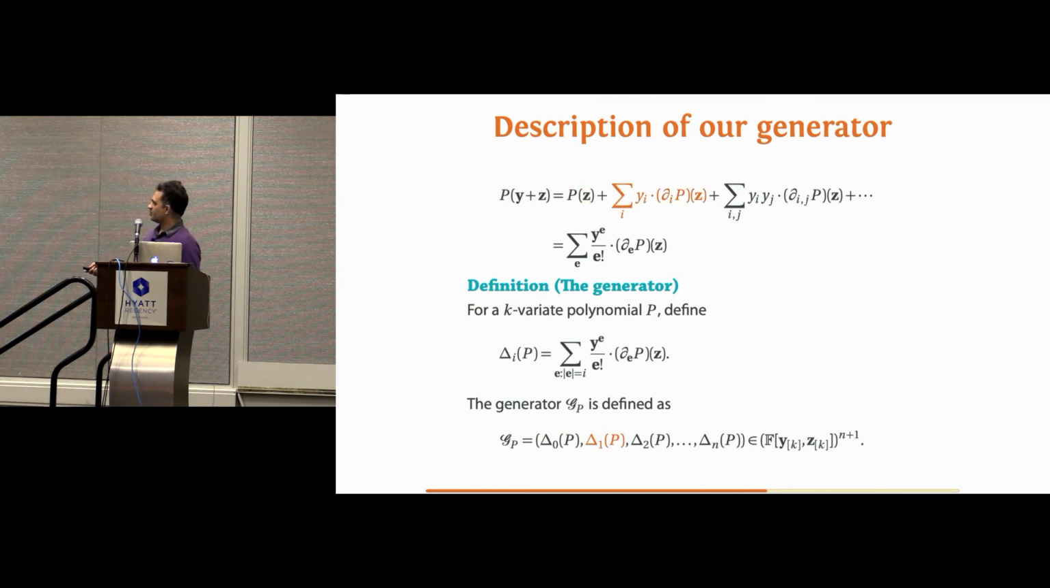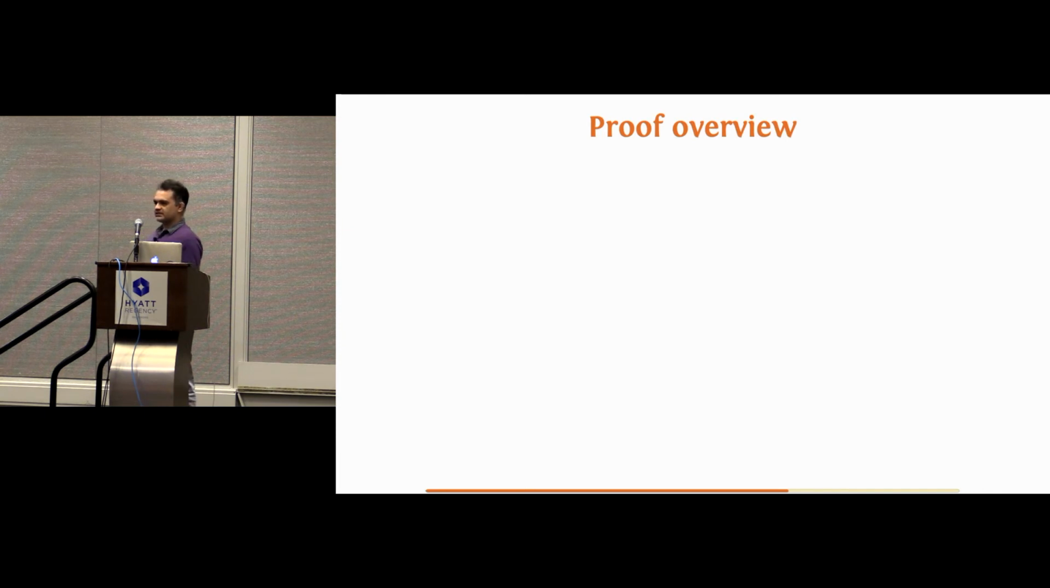Delta 1 is going to be, in some sense, the gradient, and so on. So these are the coordinates of the generator, and we basically show that this generator works. Okay, how do we go about showing that some generator like this works?